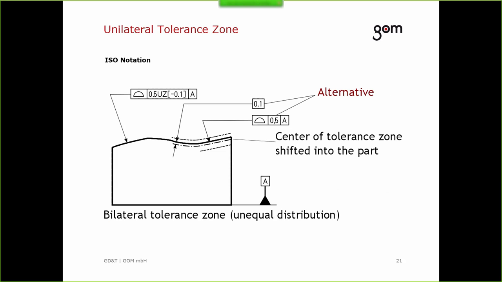The ISO standard calculates it a bit differently. ISO moves the center of the tolerance zone by the corresponding value, which is visible inside of the feature control frame.